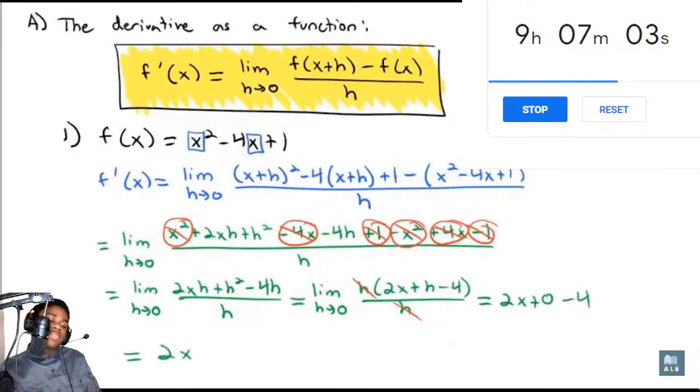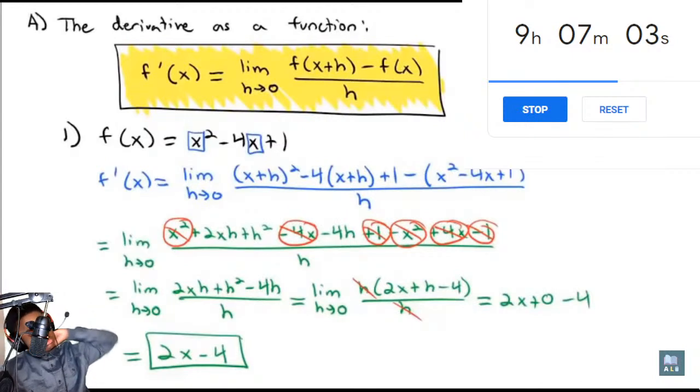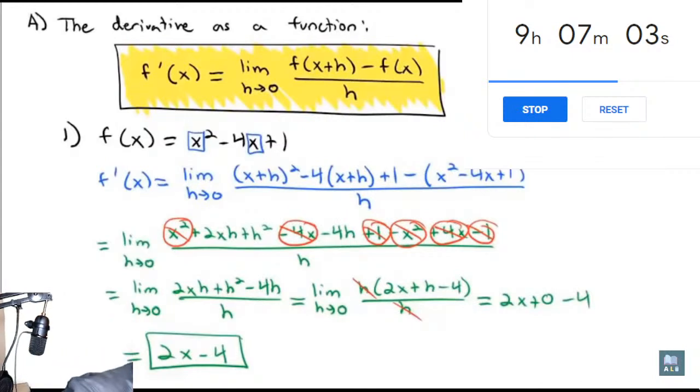just 2x minus 4 is the equation for the derivative of the tangent line of x squared minus 4x plus 1. Now, if we wanted to know the derivative at any value, we just plug in that number. If we want to know what the derivative is when x equals 0, plug 0 in, we get negative 4. If we want to know what the derivative is at 10, we plug 10 in. We get 20 minus 4, which is 16. And it's really quick to calculate the derivative now that we have a function to describe it.